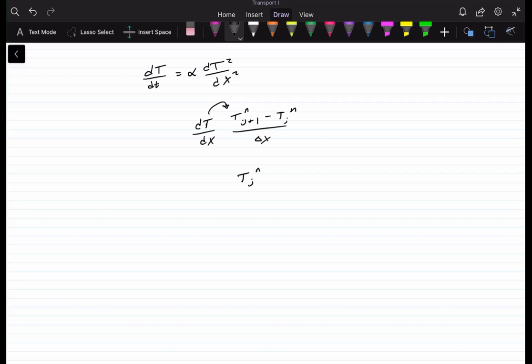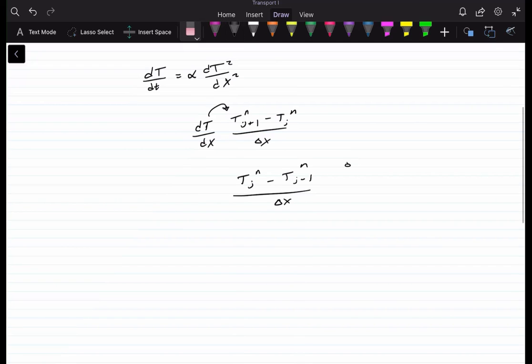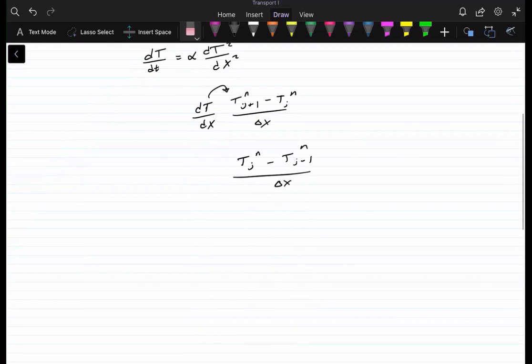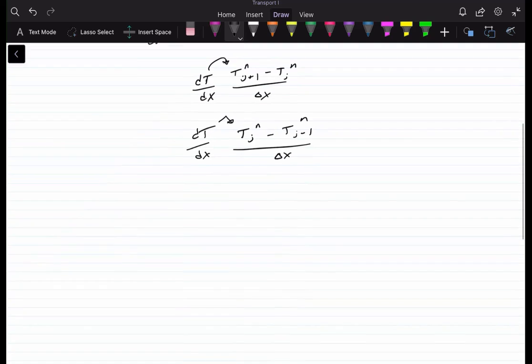TJ n minus TJ minus 1 n over delta X. Now this is accounting for moving forwards in position, and this is accounting for moving back in position. And this is also a form of change in temperature over change in length.